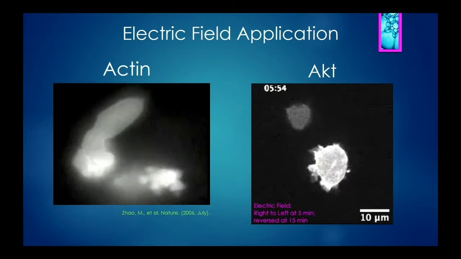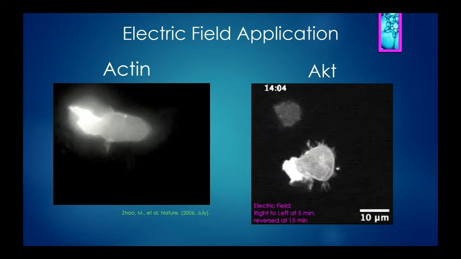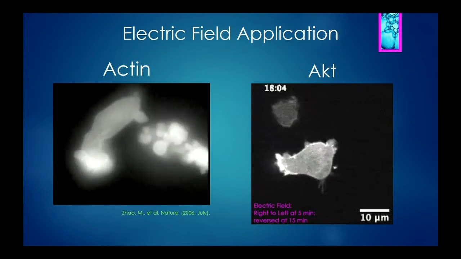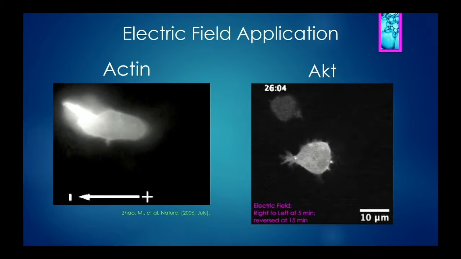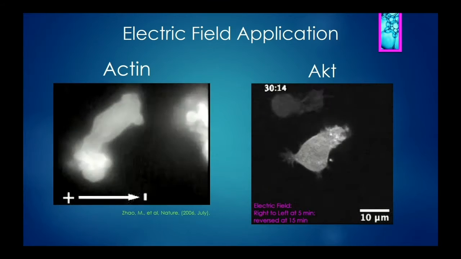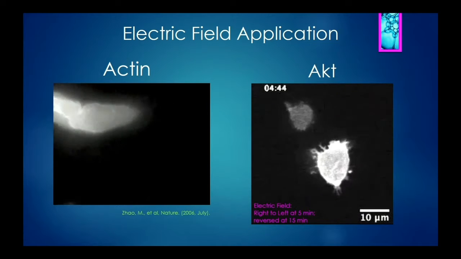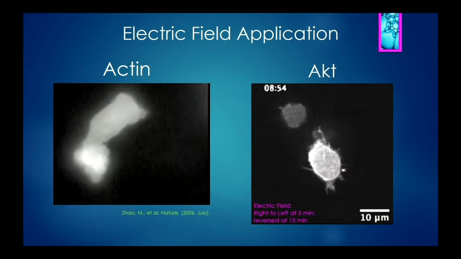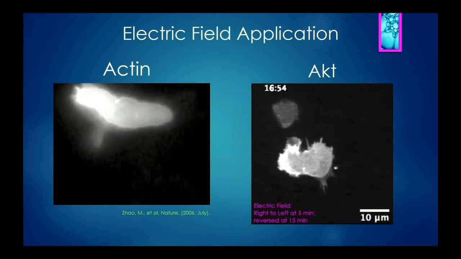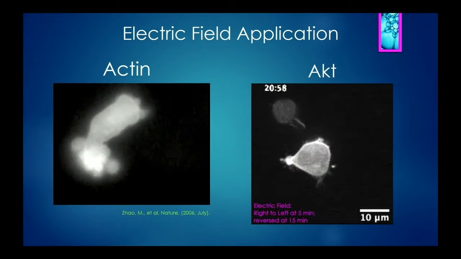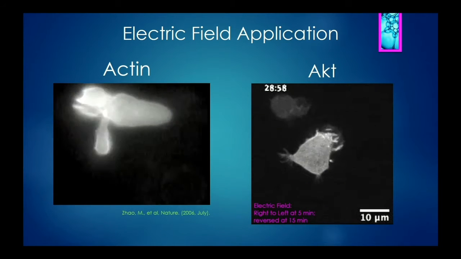So it's already been confirmed that electric fields direct the actin within the cell. So we wanted to know what the AKT was doing when we gave it an electric field. So in this second video is a video we took, and we turned the field on at 5 minutes and switched it 10 minutes after that. So you can see that the intensity of the AKT aligns with the orientation of the electric field, and it tries to migrate in the direction that the electric field is telling it to.